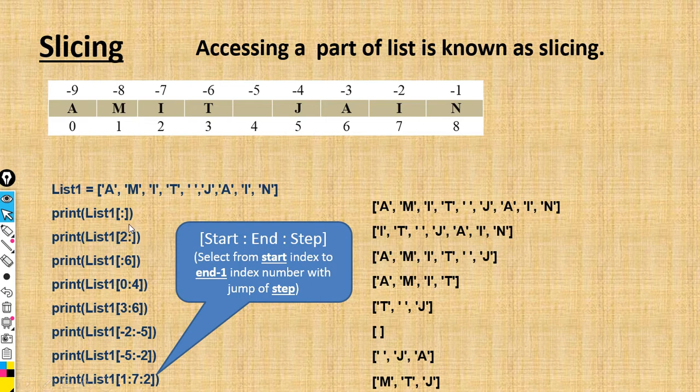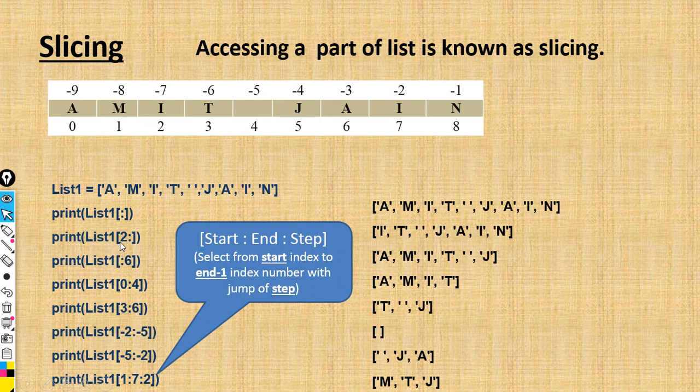Here we are having some simple examples. If I want to print the list1, I can write print list1 simply, or I can write list1 within bracket colon. No start and end means it will start from the beginning and end up to the last element. If so, the output will be AMIT JAIN, the complete list.